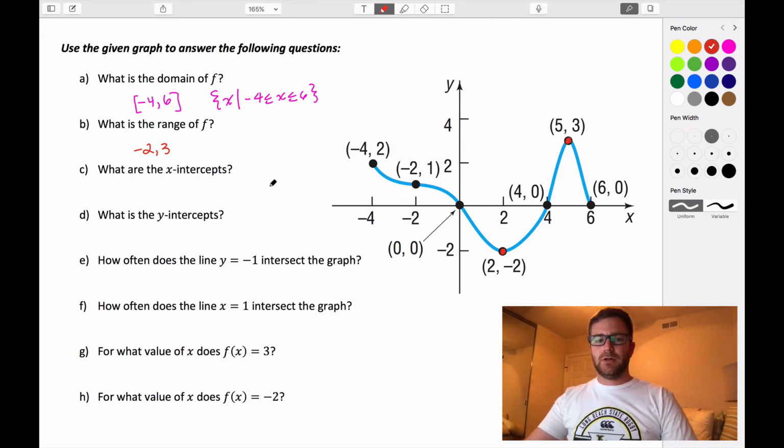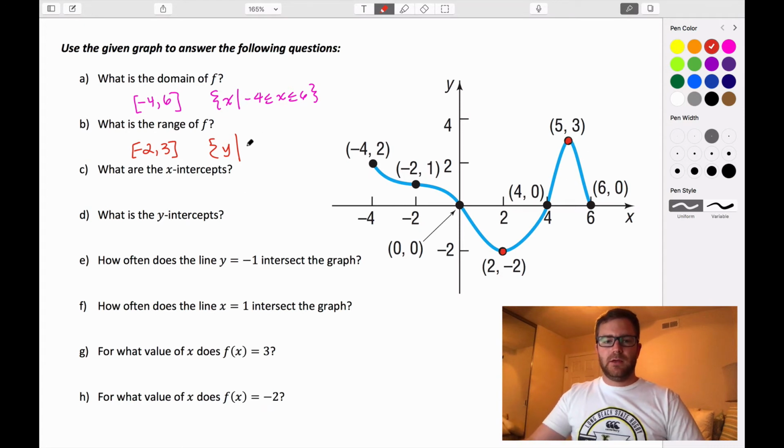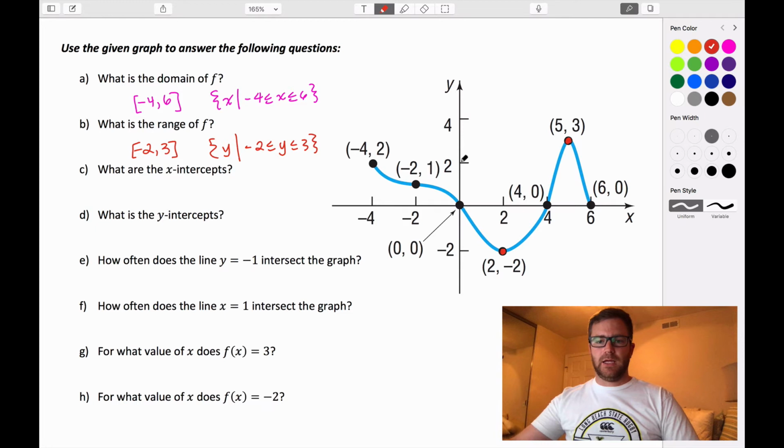So we do include those values, so we use brackets. Now, for this one, with the range, if we wanted to talk about it in set notation, it would be the set of all y, because we're talking about y values, such that y is between -2 and 3, or -2 is less than or equal to y is less than or equal to 3. Again, we're using y because we're talking about the range and the y values here.